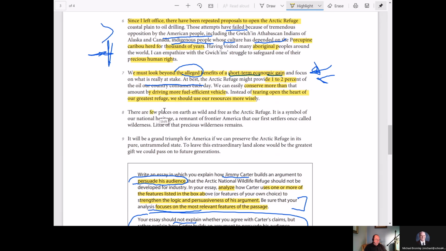All right, there are a few places, again, with this sort of absolutism that he uses. We could call this a form of a superlative, which says this is the best, right? This is the most, it's the wildest, it's the vast. So he uses a lot of superlatives in here, by the way. It's a symbol of our national heritage. So here's an ethical appeal, a remnant of the frontier and what our first settlers once called wilderness. Little of that precious wilderness remains. It will be a grand triumph. Again, it's a superlative. It's grand if we preserve the Arctic refuge in its pure, untrammeled state. To leave this extraordinary land alone will be the greatest gift we can pass on to future generations.